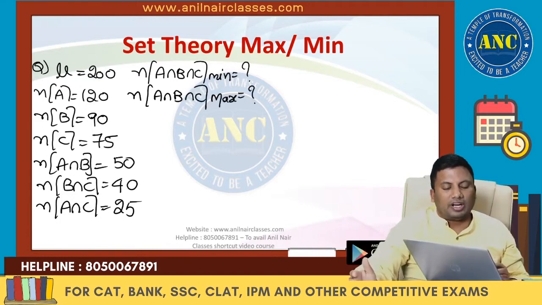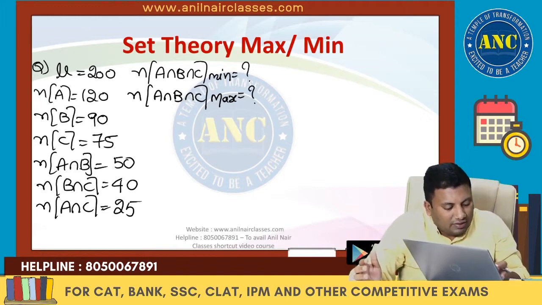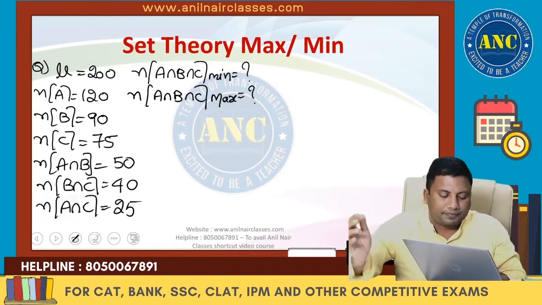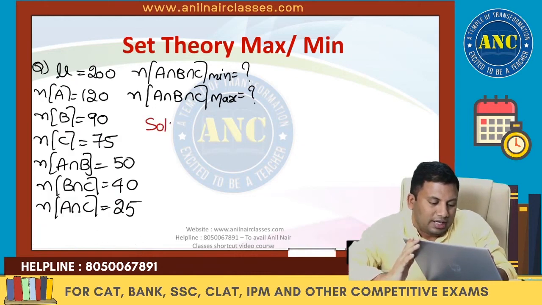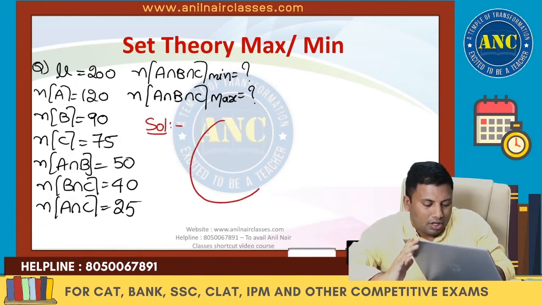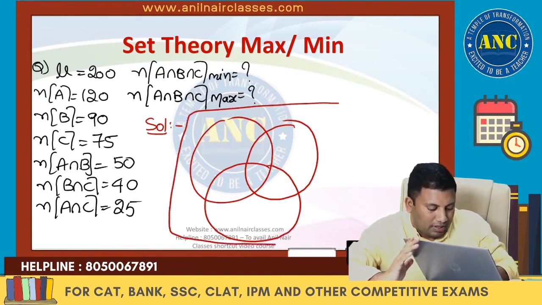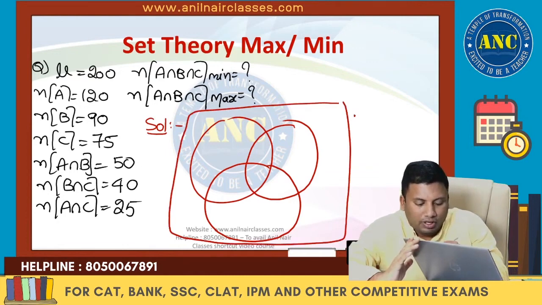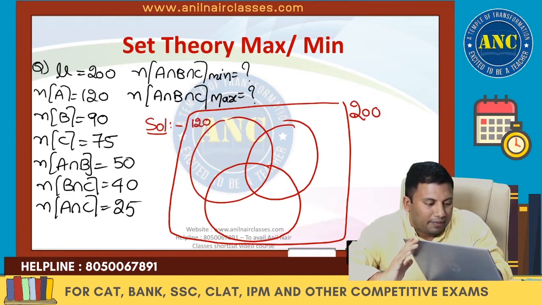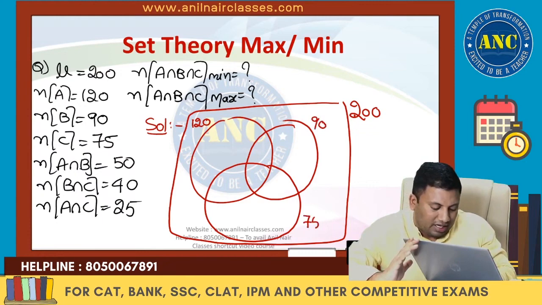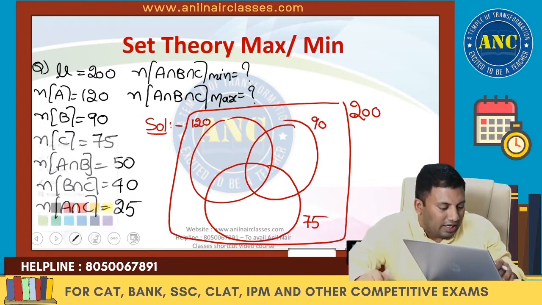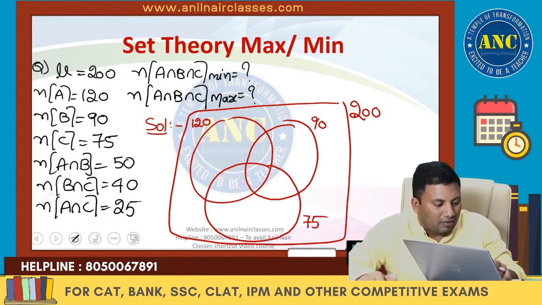Maximum value we have to determine. Listen carefully, sir. We will do it step by step. Solution. It is a 3 set: A, B and C. So this will be like this. Mu is 200. N of A is 120, B is 90, C is 75. See here, how am I doing?